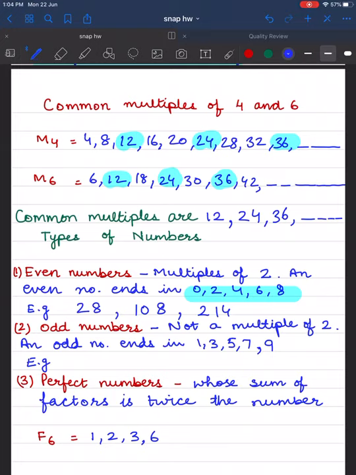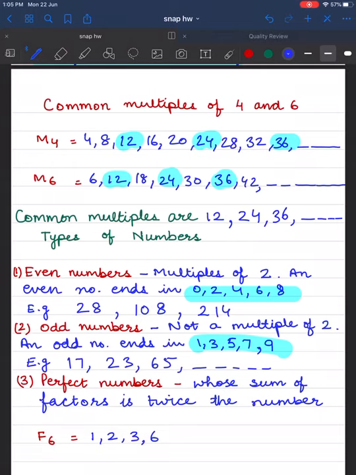Odd numbers. A number which is not a multiple of 2. Odd numbers are not exactly divisible by 2. Odd numbers end in 1, 3, 5, 7, etc. For example, 17, 23, 65, etc. All these are odd numbers.